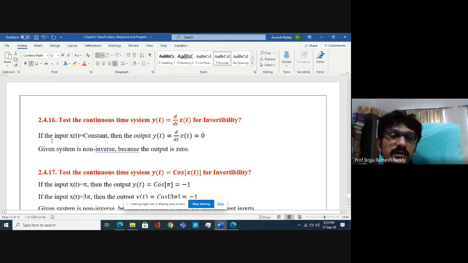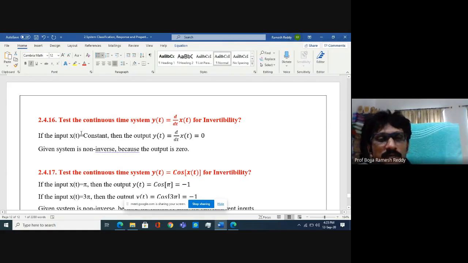Invertibility. If the input x of t is equal to a constant, this is a differentiation actually. We know differentiation is an inverse system because if y of t is equal to d by dt of x of t, then x of t is equal to integration of y of t. We know that conversion also.